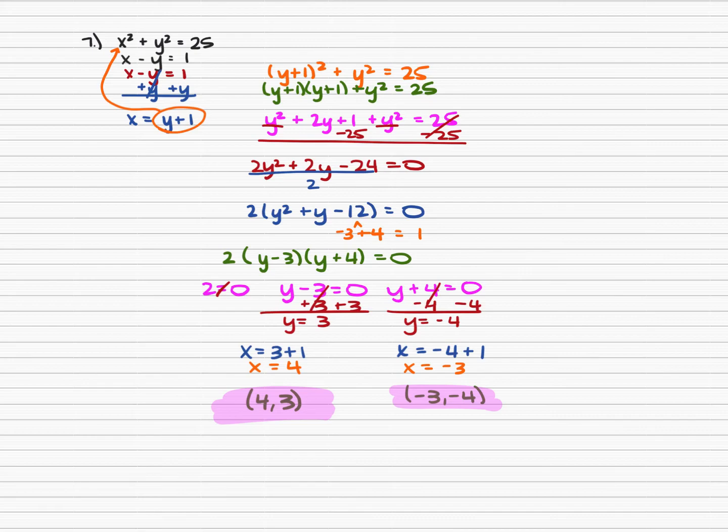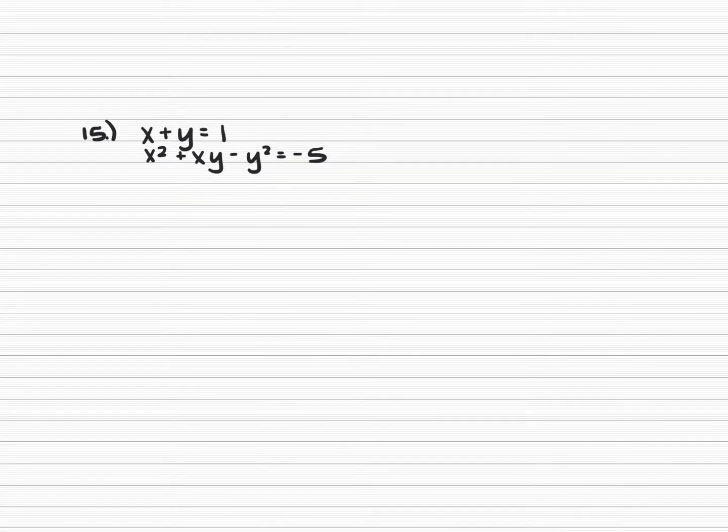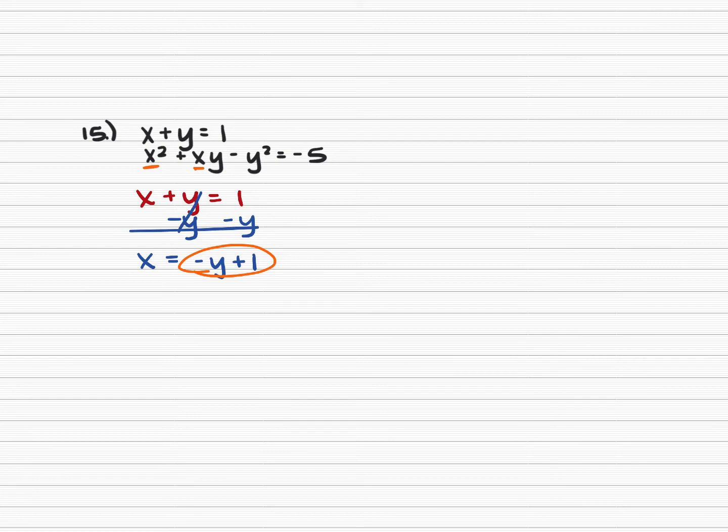So for the next one we're going to look at 15. We have x plus y is equal to 1, and x squared plus xy minus y squared is equal to negative 5. For this one, we are going to solve with that x plus y is equal to 1. We're going to move the y over by subtracting it from each side. We get that x is equal to negative y plus 1. So everywhere we see an x, we are going to plug this negative y plus 1 in.